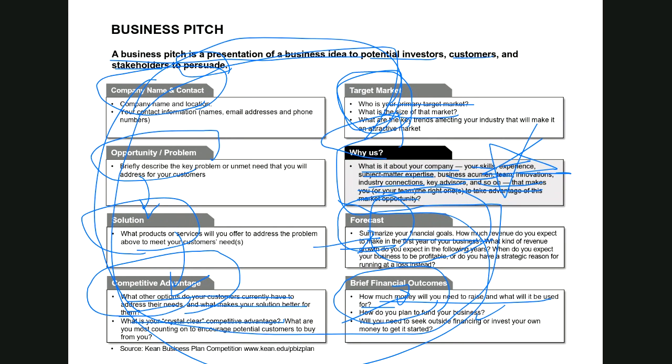That must be you. I don't much care about the forecast, because even if I invested around $3 million in you, if you don't have any experience, you will fail. Nine out of ten, I know you will fail. Financial outcome, yeah, absolutely, I will lend you my money. Competitive advantage, who knows? I don't care. Target market, I don't care. I'm not interested in these kinds of things because that's fake. That's a dream.